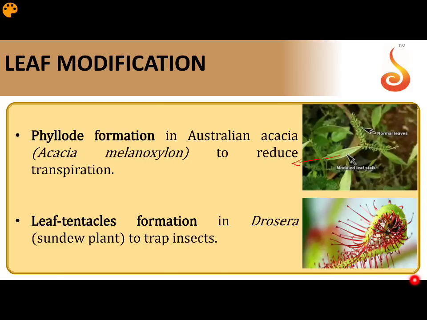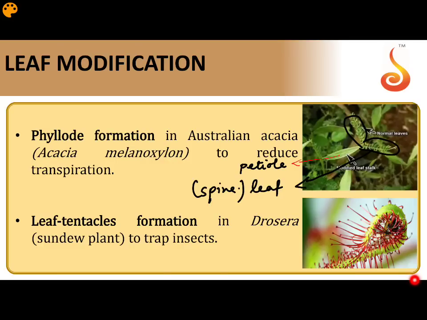This part is basically the petiole. It is the stalk of the leaf. What are these? These are the leaves. But what shape is it? It is spine-like, needle-like. So in other words, the leaf, to reduce transpiration in the case of Australian acacia, has converted itself into spine. Who is doing the function of the leaf? The petiole is doing it. So here you could see the petiole becoming green and herbaceous.